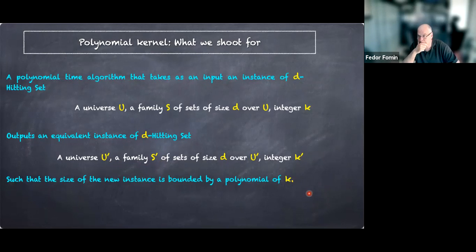So what do I want to obtain? View it this way: you have an instance of hitting set and a parameter k, and you want to compress the instance to one whose size is polynomial in k only. I will give you a polynomial time algorithm which does this job, and maybe you have to think a little bit about why such an algorithm doesn't show that P is equal to NP.